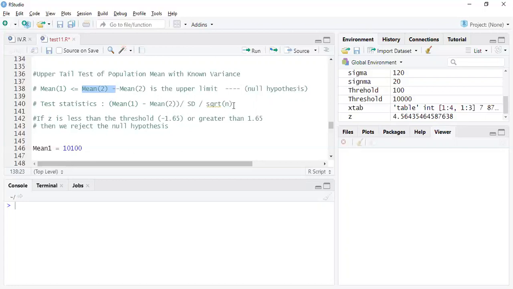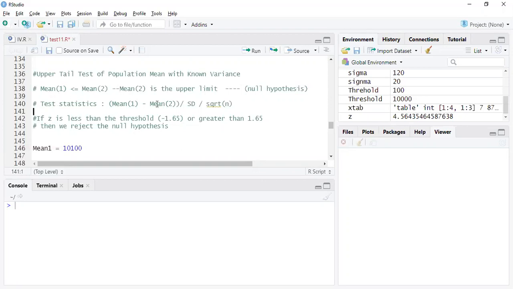It's just a number that we know, and we want to compare the mean of the first sample with that number. The null hypothesis in this case is that mean 1 is less than or equal to mean 2. Here mean 2 is the upper limit, right? And the alternative hypothesis is that the null hypothesis is not true. So basically, the alternative hypothesis is the opposite of the null hypothesis.